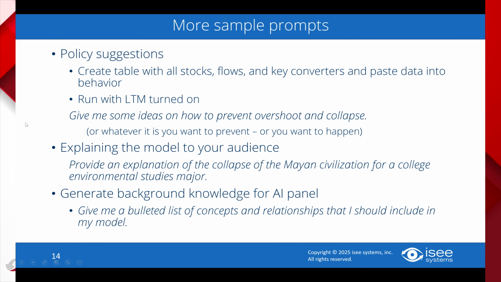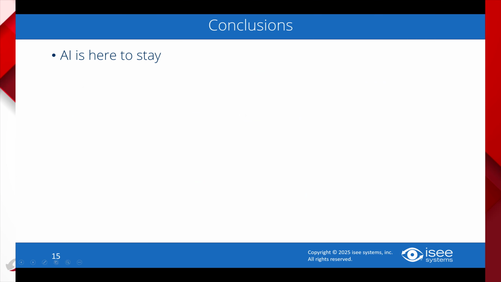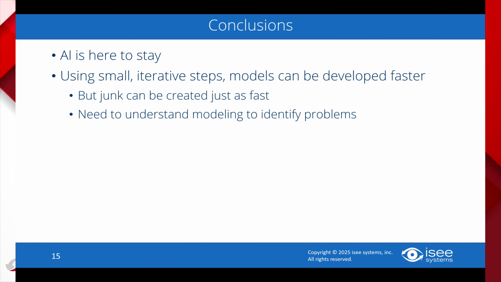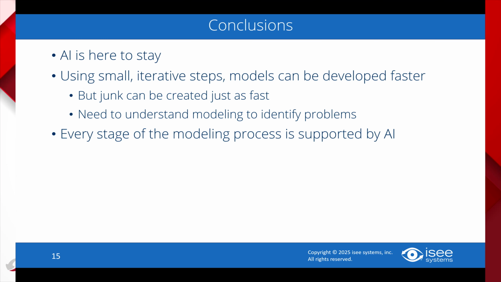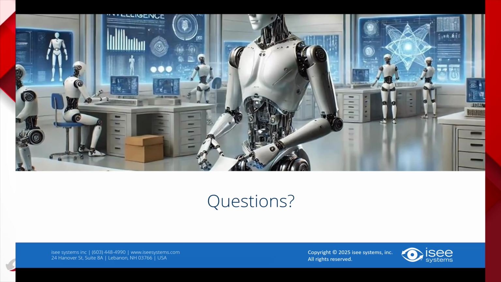Okay, for some reason, clicks are not working here. Here we go. So we have AI, we're going to need to use it. I didn't show you this, but you want to use small iterative steps, and you can build your models, even your CLDs, that way. AI can create junk very, very, very quickly. And with modeling, you need to understand modeling to identify what's going on. And that's it. I'm just going to stop there.